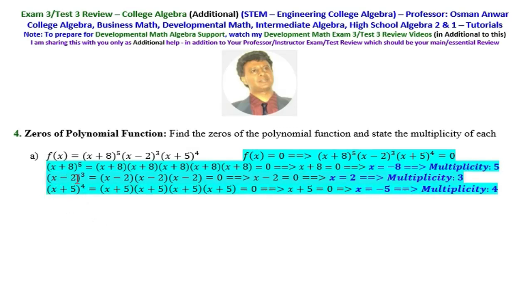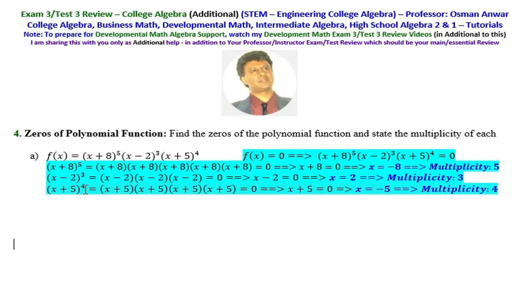x minus 2 to the third equals 0. That is x minus 2 times x minus 2 times x minus 2 equals 0. That means x minus 2 equals 0. That is x equals 2, and the multiplicity is 3.